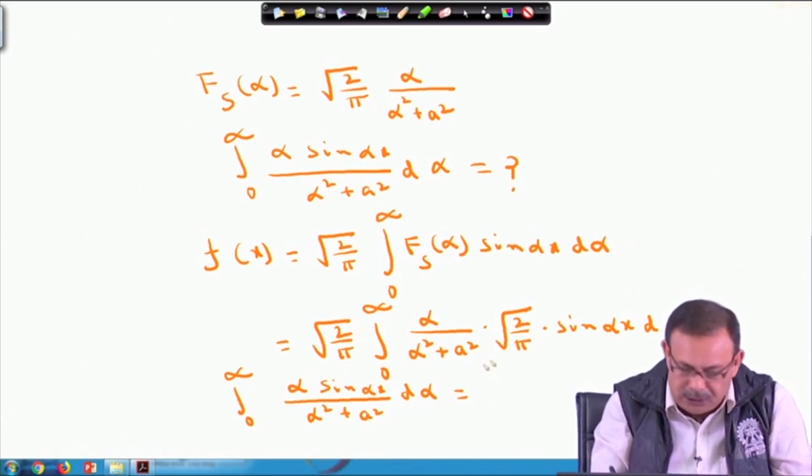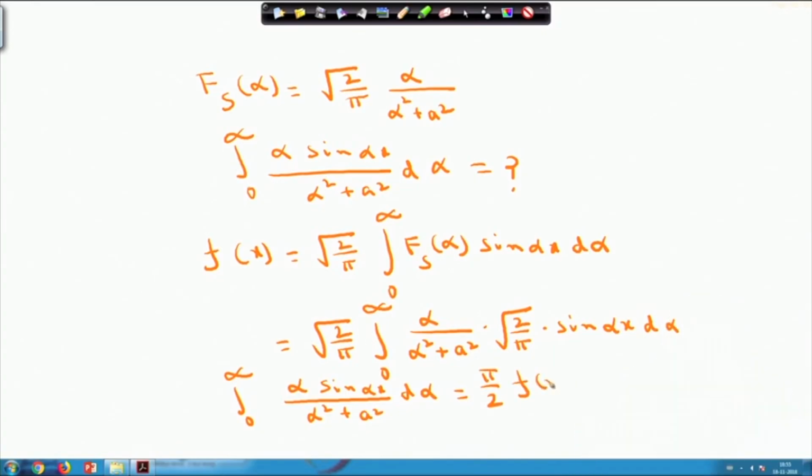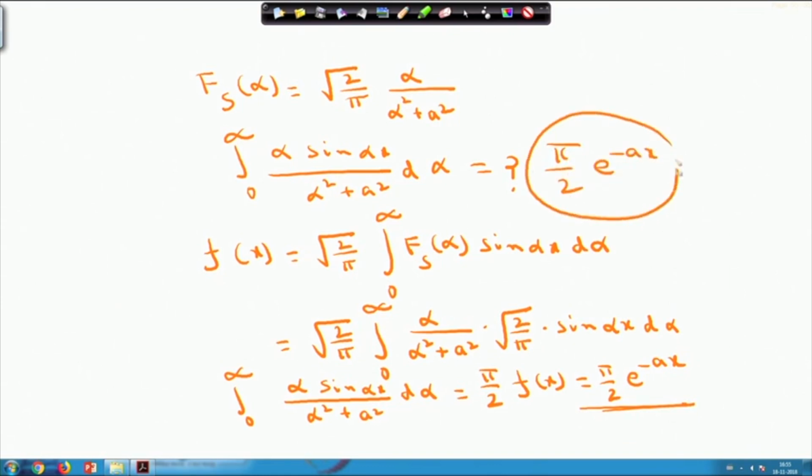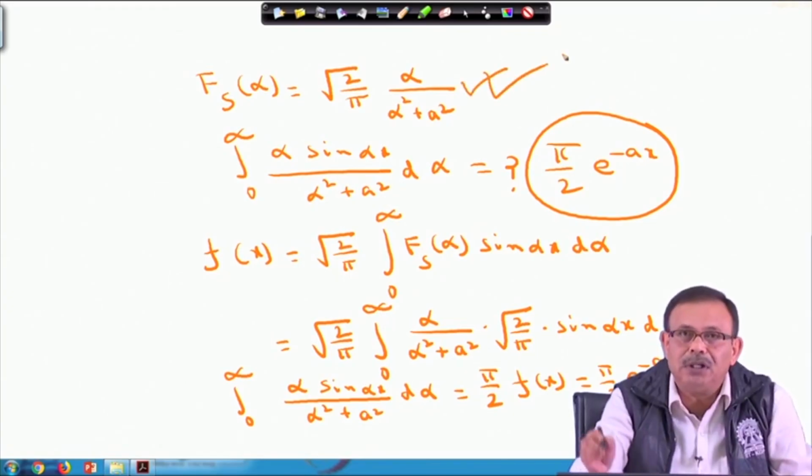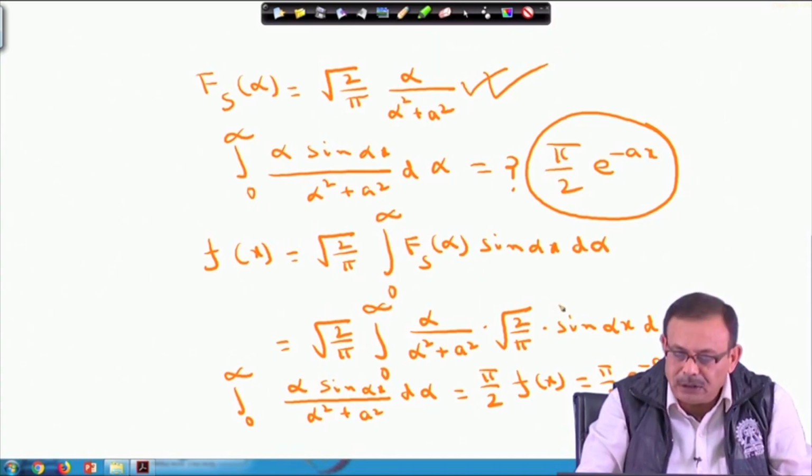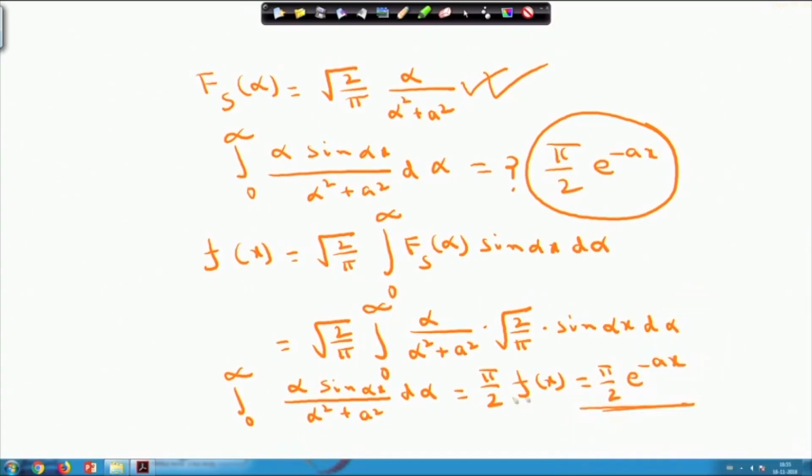This equals, since 2 by pi goes to the other side, pi by 2 into f(x), and the value of f(x) is nothing but e power minus a x. Therefore, the value of the integral which we are obtaining is pi by 2 into e power minus a x. This is the Fourier sine transform of the function e power minus a x, and from there we are evaluating this definite integral, whose value is pi by 2 into e power minus a x.